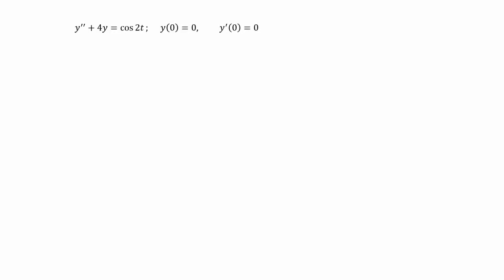Okay, let's have this next example. Let's have y double prime plus 4y equals cosine 2t, y of 0 is 0, and y prime of 0 is 0. What is the meaning of that? This means that when t is 0, y is 0, and y prime equals 0. So the next step is to get the Laplace transform of both sides. So you have Laplace of (y double prime plus 4y) is Laplace of cosine 2t.